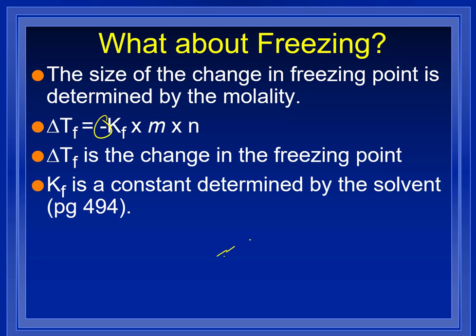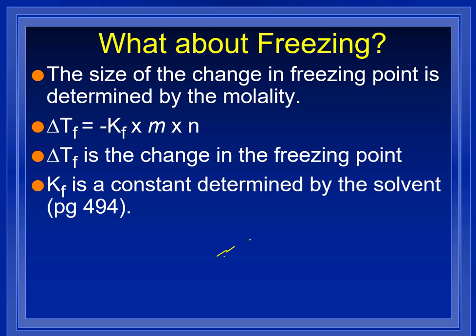Kf is a different constant. Make sure you look up the right table. Kf's are on page 494, not page 495. So if you're talking about freezing, use the one that says freezing point constant. If you're talking about boiling, use the one that says boiling point elevation constant.